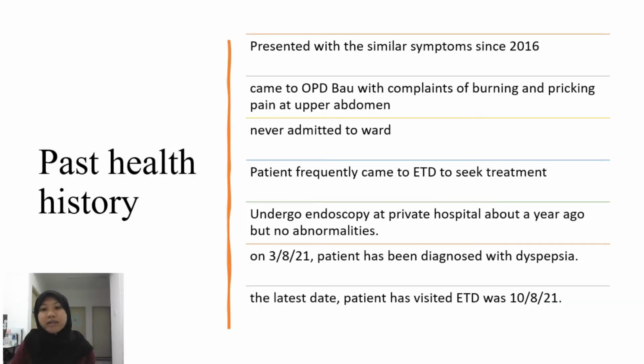Since 2016, the patient had presented with similar symptoms, and he first came to OPD Baru with complaints of burning and pricking pain at the upper abdomen, but he was never admitted to the ward because the doctor assumed that he had gastritis. Since then, the patient frequently came to ETD to seek treatment. The patient did undergo endoscopy at a private hospital about a year ago, but the result showed no abnormalities. Finally, on the 3rd of August, the patient was diagnosed with dyspepsia.